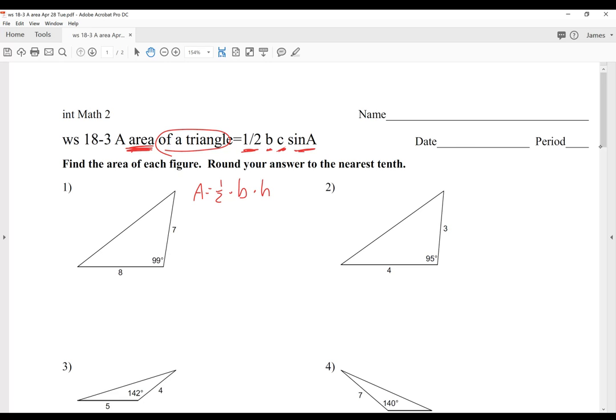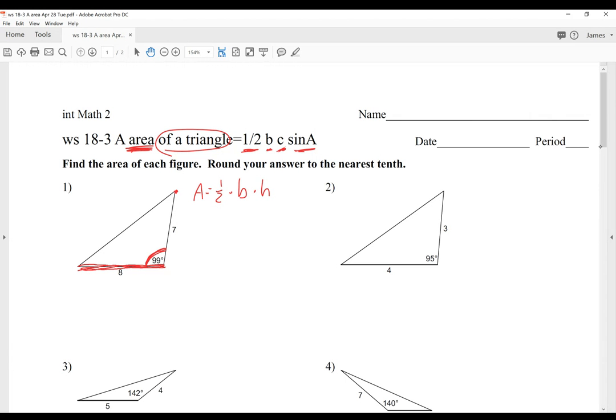Because the angle is 99 degrees. In order for you to call the 7 a height, you need a 90 degrees. Height has to be perpendicular to the ground. But in this case, it's slanted. So if you look at number 3, it's really slanted, right? The 4 is really slanted. So the base is 8, but the height is not there. Height is actually straight down from the top to the bottom, and we don't have that length.